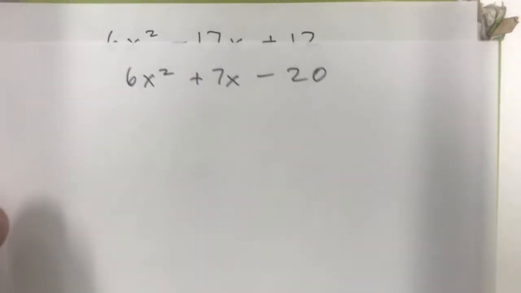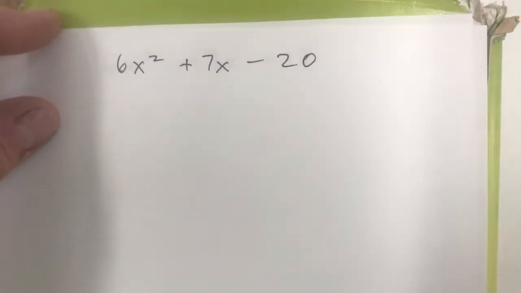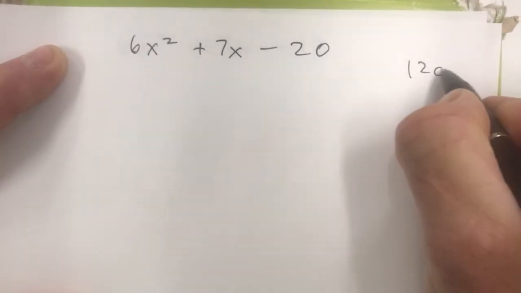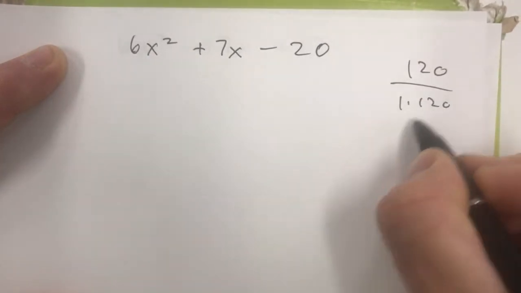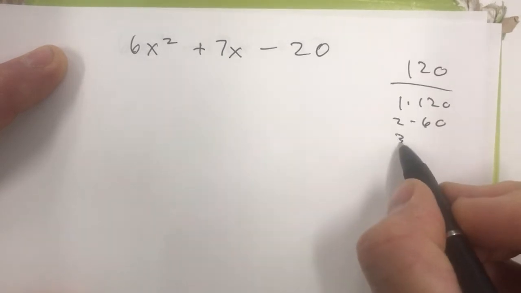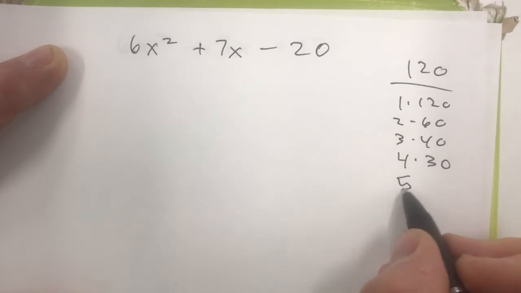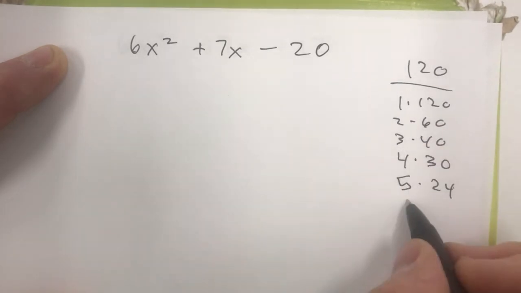We just got a couple more here. On this one here, all right, 6 times 20 is 120. 120 divided by 1 is 120. 120 divided by 2 is 60. 120 divided by 3 is 40. 120 divided by 4 is 30. 120 divided by 5 is 24. 120 divided by 6 is 20.